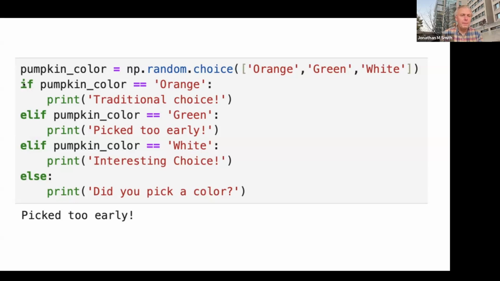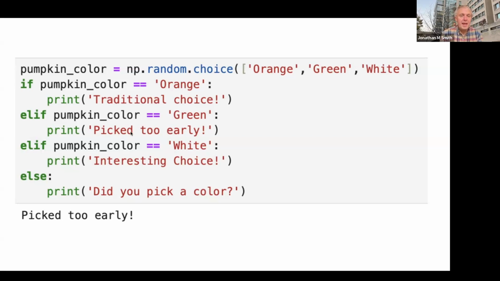And now the important point we're looking at is the conditional. So what happens here is this if will check if the pumpkin color is orange. If it is, this colon indicates we'll go here, and it will print traditional choice. Then we go to the elif, which we could think of as else if, but it's always spelled elif. So this will do an additional test if the first test fails. In other words, if the pumpkin color is not orange, it will go here and check if it's green. If it is green, just for fun, we'll say pick too early.